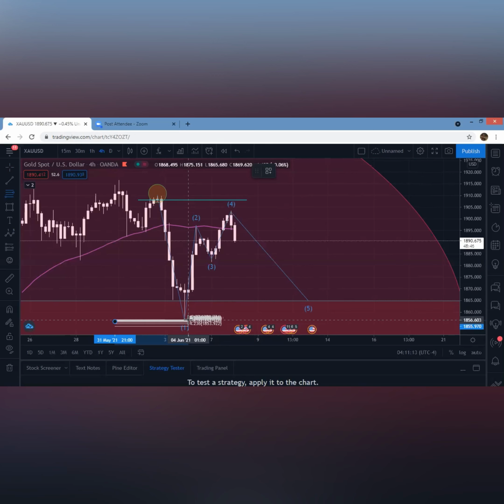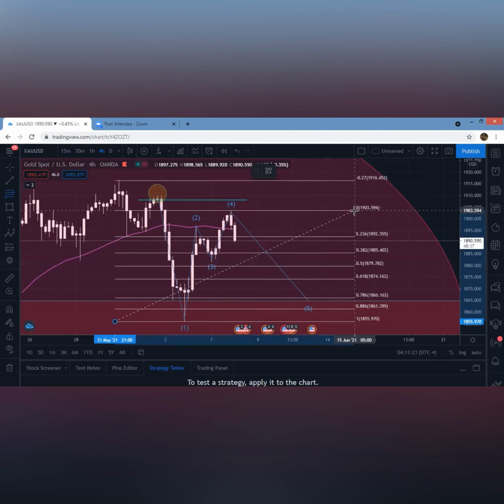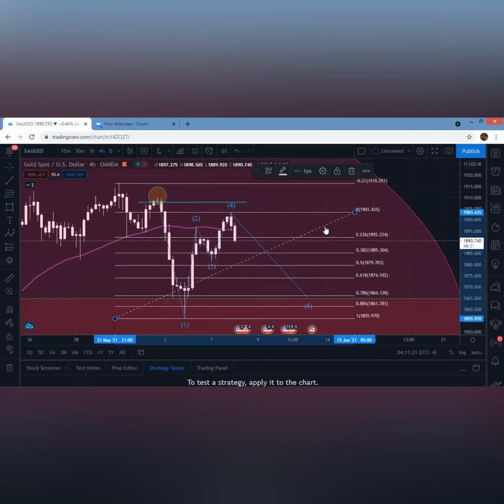So since I'm looking for a sell, I'm going to go from my lowest point, which is here at the 1, and I'm going to drag it up to the highest point after the 1, which is at the 4. And this is how I begin to identify where I'm entering into the market. So currently, gold is in a downtrend. So this is where I begin to look for my entry.